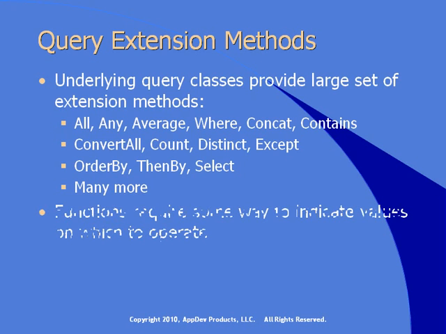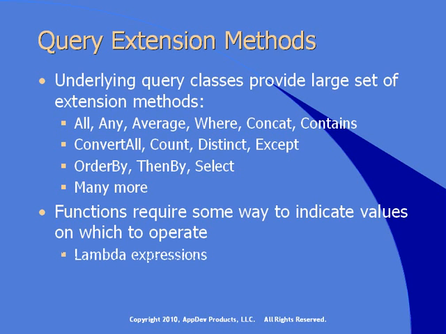Now, these methods require some way to indicate the values on which they are to operate. Some of these methods have keywords, like the where keyword, in the query itself, but others don't, like the all query extension. If you want to determine if all members of the return value meet some criteria, you're going to have some way to specify that criteria and the value you'd like to pass as a parameter to test. That requires a lambda expression.